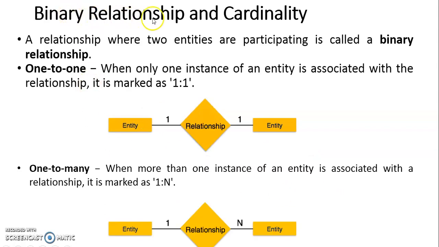Next comes a binary relationship and cardinality. Okay, see here, if you have one-to-one cardinality, then you can represent it in an ER diagram using the first method, like one entity, and here you will represent the number 1. It is associated with only one entity in another set. So between the entities we have a relationship. So here it is marked as one-to-one.